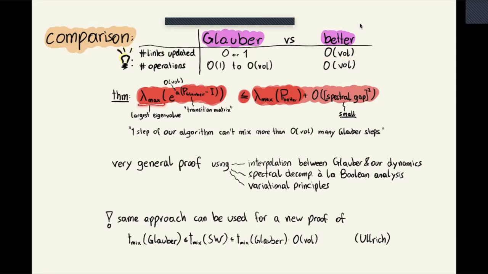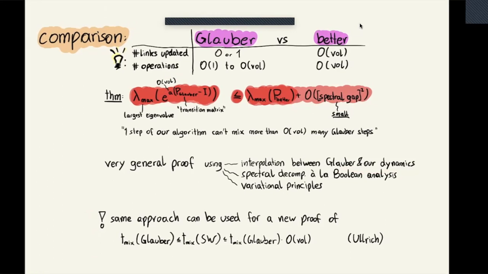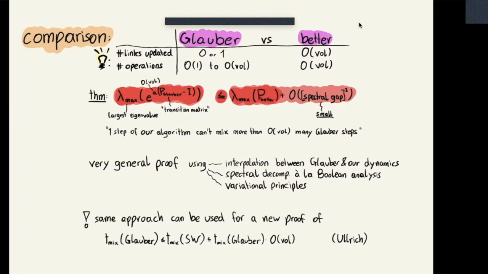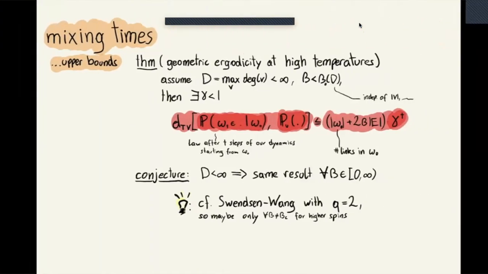The largest eigenvalue of order of volume many steps of Glauber dynamics is less or equal than the largest eigenvalue of these better dynamics, up to a small additive error that vanishes as you send the system size to infinity. So intuitively, this tells you that one step of our algorithm can't mix more than order of volume many Glauber steps. And this is a very general proof using some interpolation between Glauber dynamics and our dynamics in the spectral decomposition, which is quite explicit and inspired by some Boolean analysis. And it can also be used to rederive some interesting results about Swendsen-Wang algorithms and comparisons to Glauber dynamics, which goes back to Ullrich.